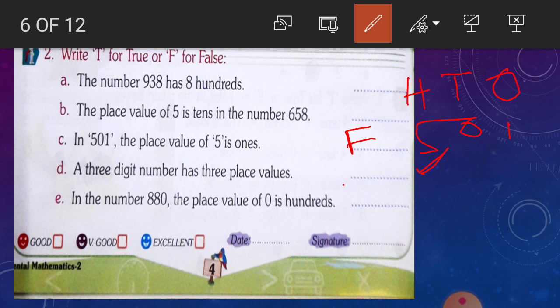A 3-digit number has 3 place values. Yes, this one is true. 3 place values, hundreds, tens, and ones. In the number 880, the place value of 0 is hundreds. You can see, children, 0 is at ones place, not hundreds place. So this one is also false.